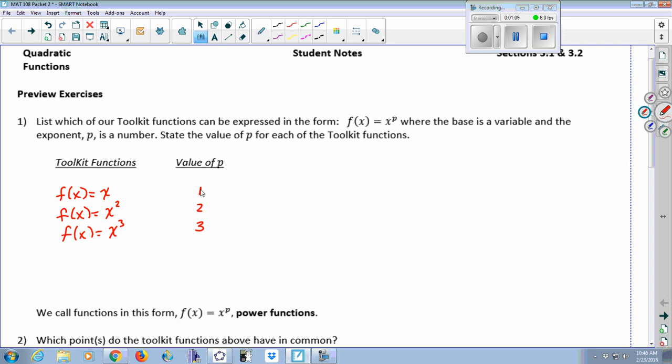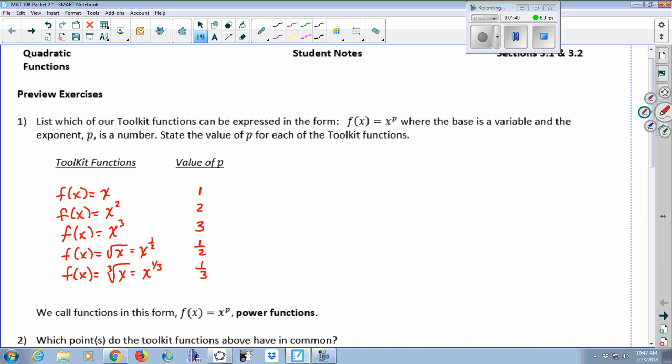Square root. Right, so often we look at square root like this, but how do we write it with an exponent? 1/2, so what's the value of p? 1/2, perfect. What's next in the toolkit function? Cube root, so we know if the square root works, the cube root's going to work as well. Okay, what's next on your toolkit function?